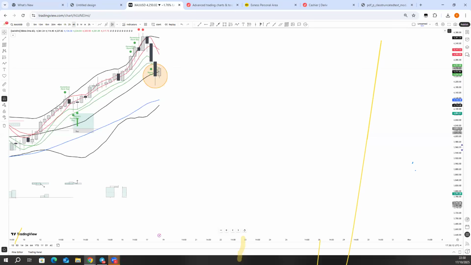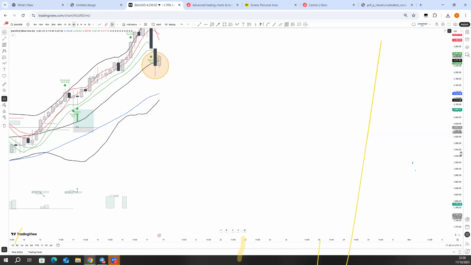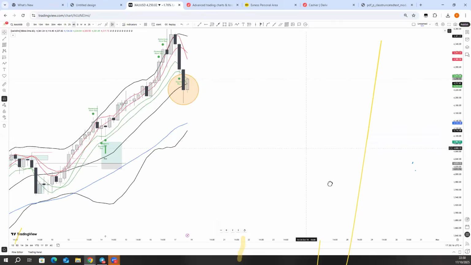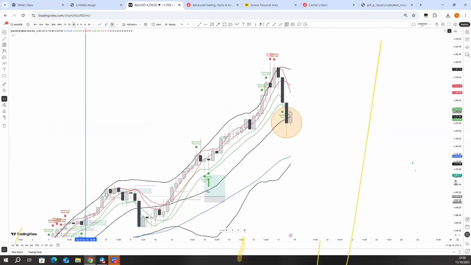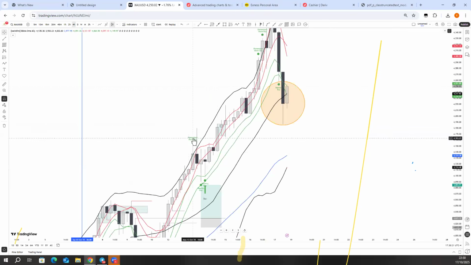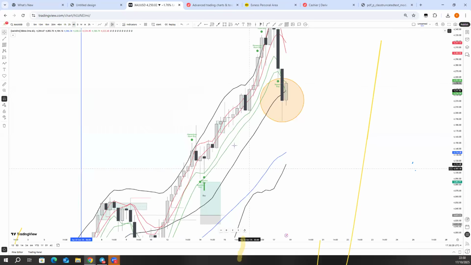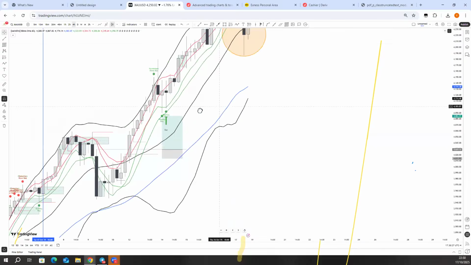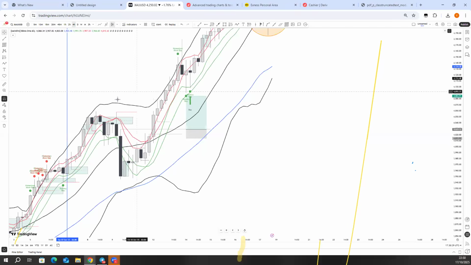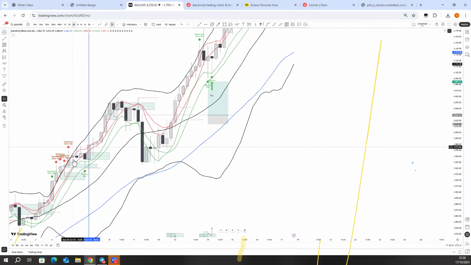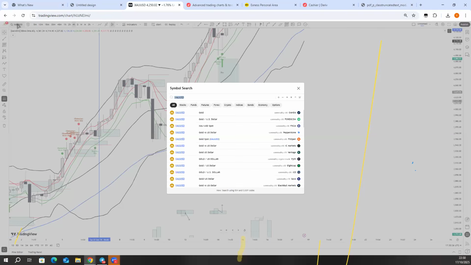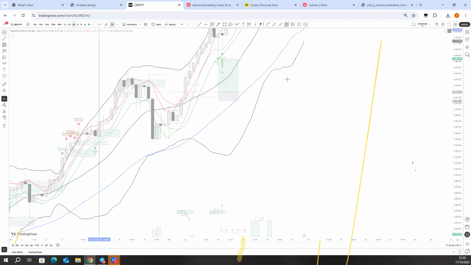Let's see. Here we had, please don't write on my screen, don't draw on my screen. Here we had the momentum move buy, and we had the re-entry buy at this point. So if you're able to mark out those points, the momentum move buy and the entry buy here, it's actually going to be very, very helpful for you.